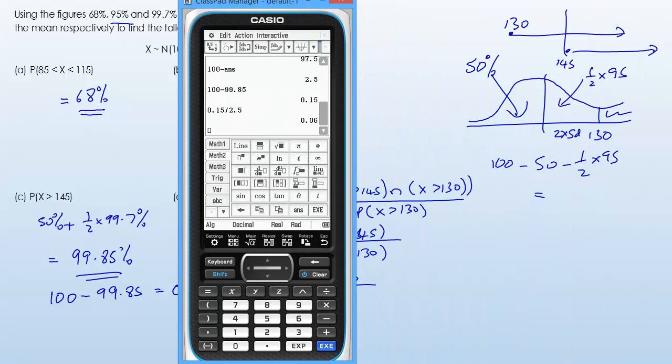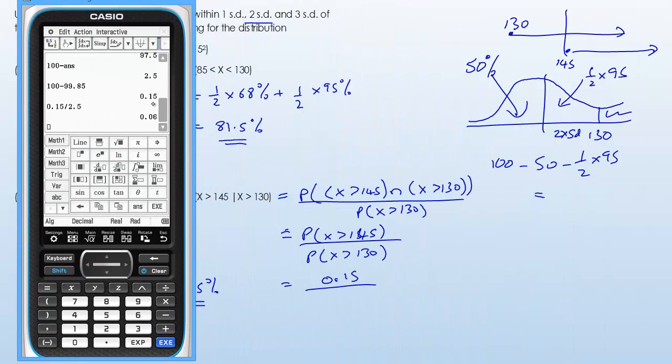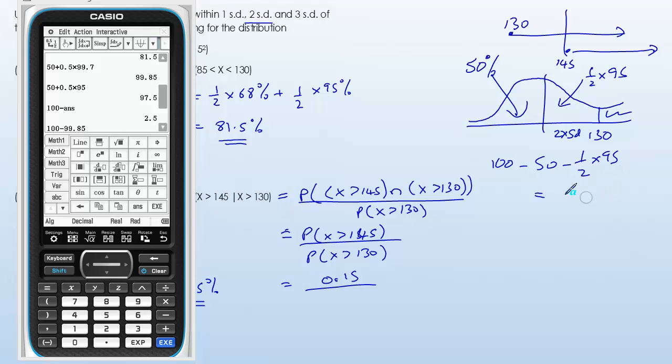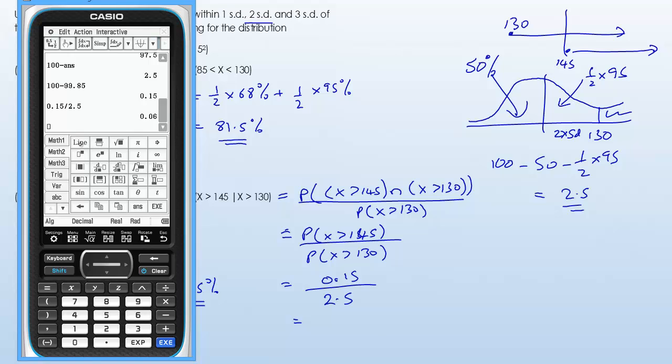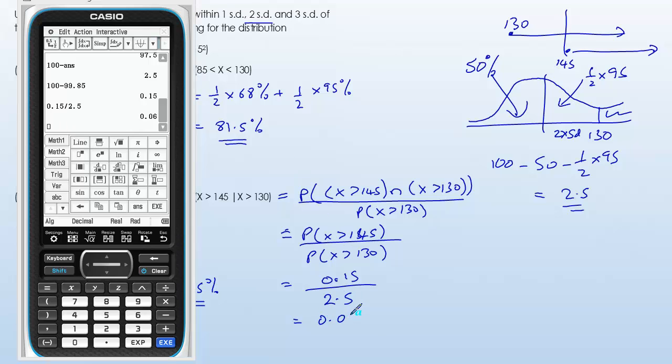So I've actually worked that one out up here already. 97.5, 100 take away that answer, that one's 2.5. So this is 0.15 over 2.5. And I've worked that out already on the calculator. It's 0.06. This will be as a decimal, so we can say that's 6%.